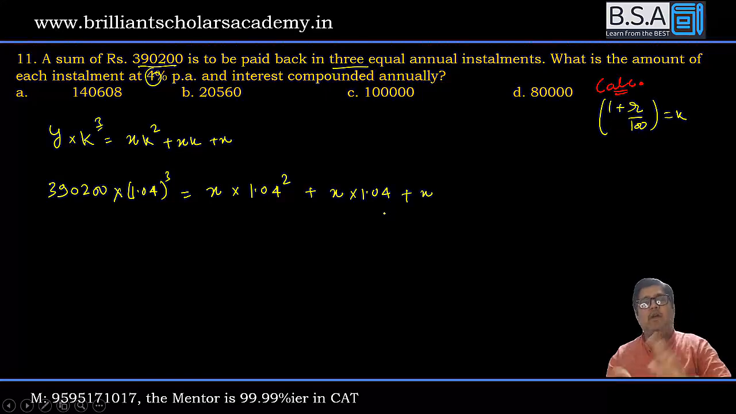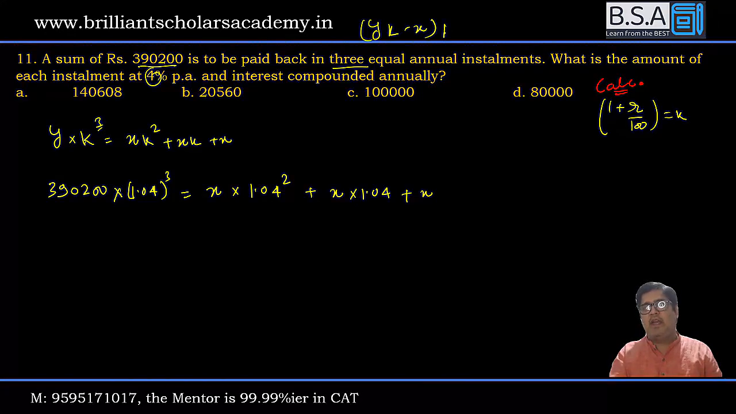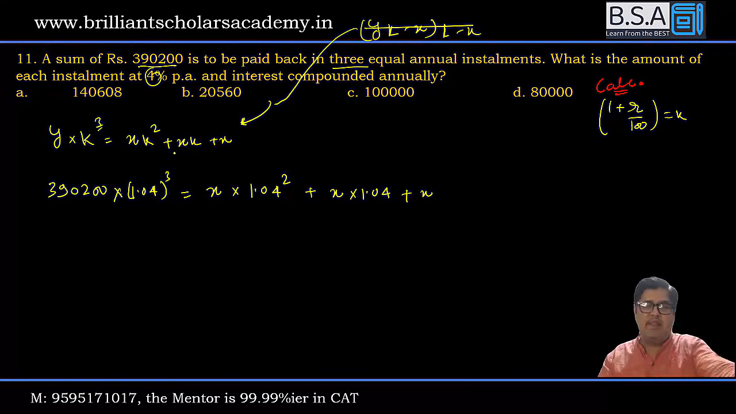This is all you need to do in the exam. You don't have to go for derivation again and again. Y into K minus X into K minus... Don't do this. This is the end result of that particular derivation. So go for this formula without any worries. Let me also perform these calculations. Calculators will be needed.